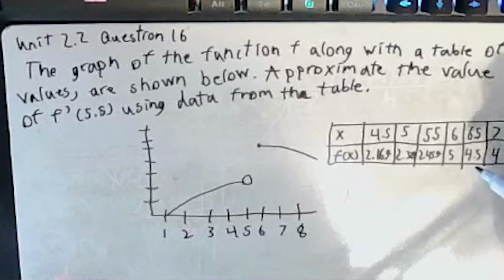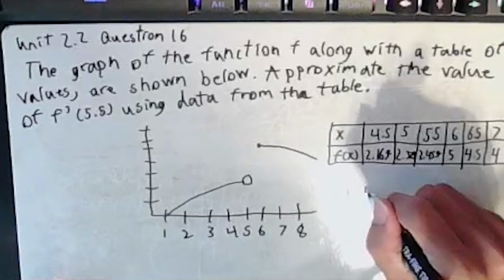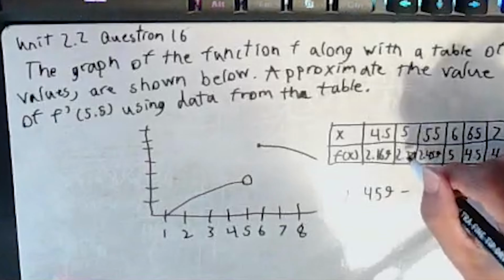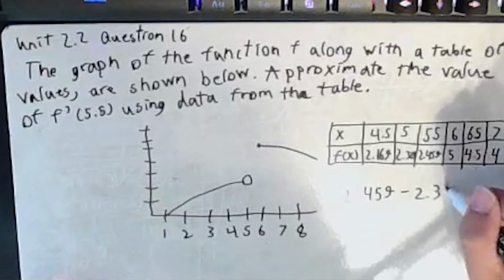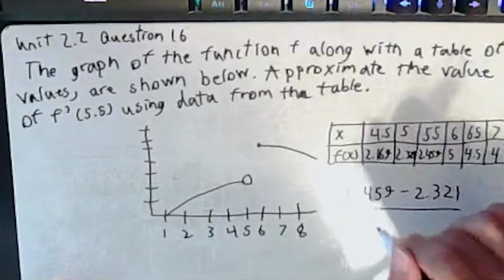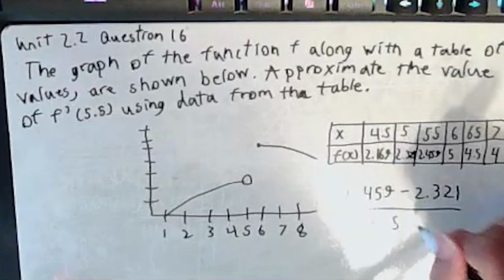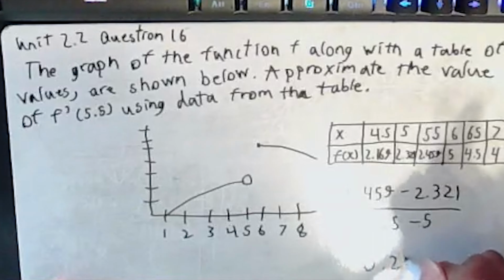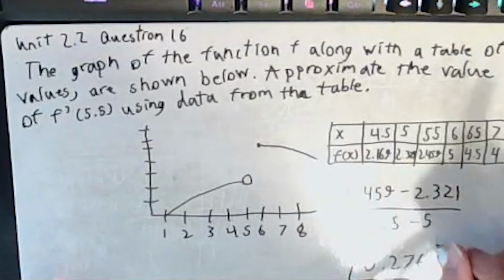Remember, our average rate of change is y2 minus y1 over x2 minus x1. 2.459 minus our y2, which is 2.321, over 5.5 minus 5. And then that simplifies to about 0.276 as our final answer.